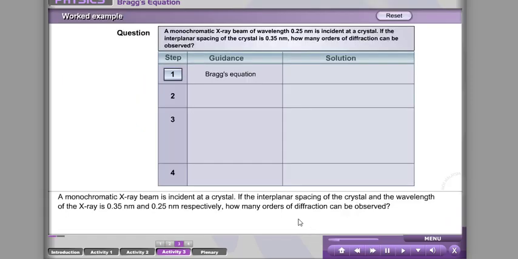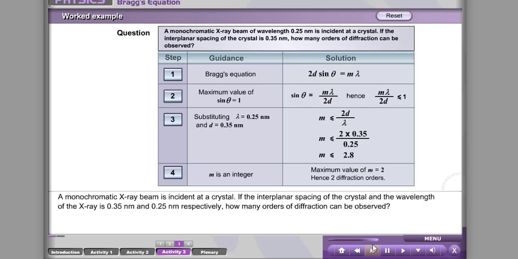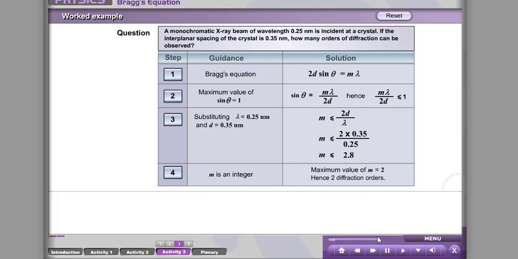A monochromatic X-ray beam is incident at a crystal. If the interplanar spacing of the crystal and the wavelength of the X-ray is 0.35 nanometers and 0.25 nanometers respectively, how many orders of diffraction can be observed? Click each step to check the answer.